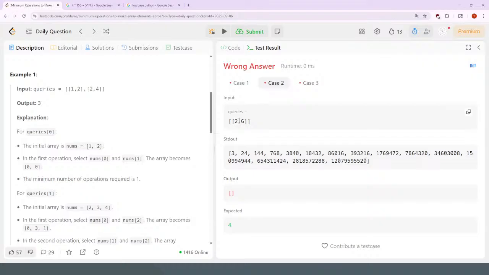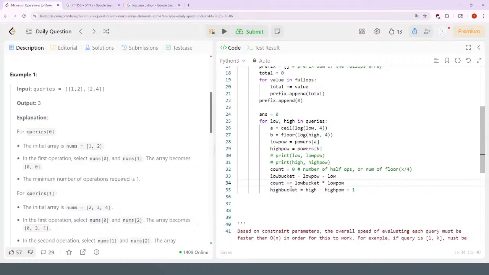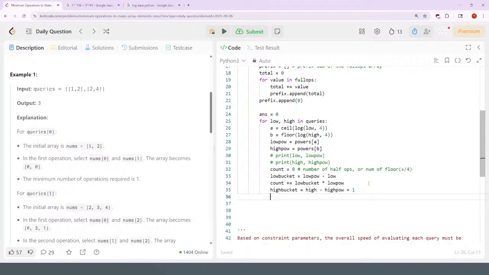No, the low power here is 1. Or A here is 1, which is the actual power, and then low power value is going to be 4. And the low bucket, which has 2 and 3, each takes 1 operation. And the count for the high bucket, I think it should be high pow plus 1, I want to say.